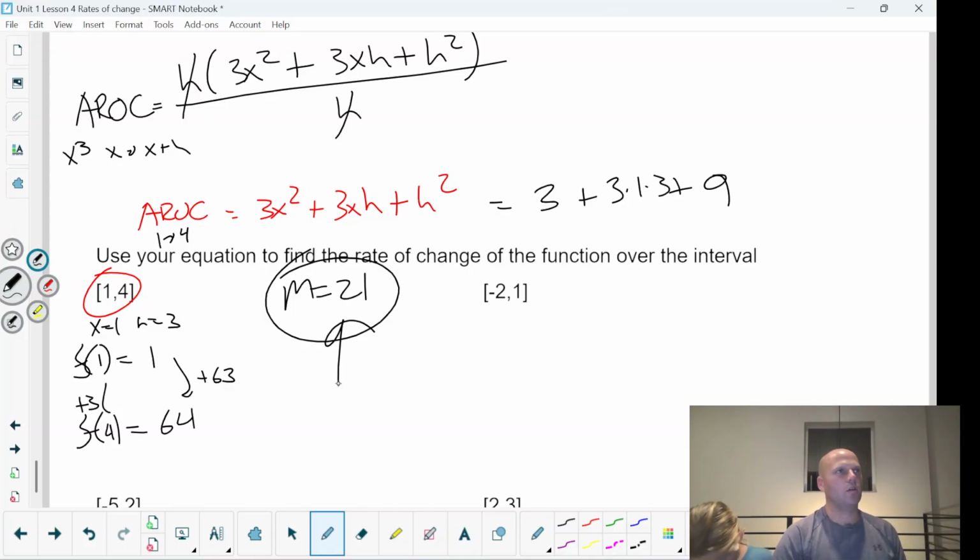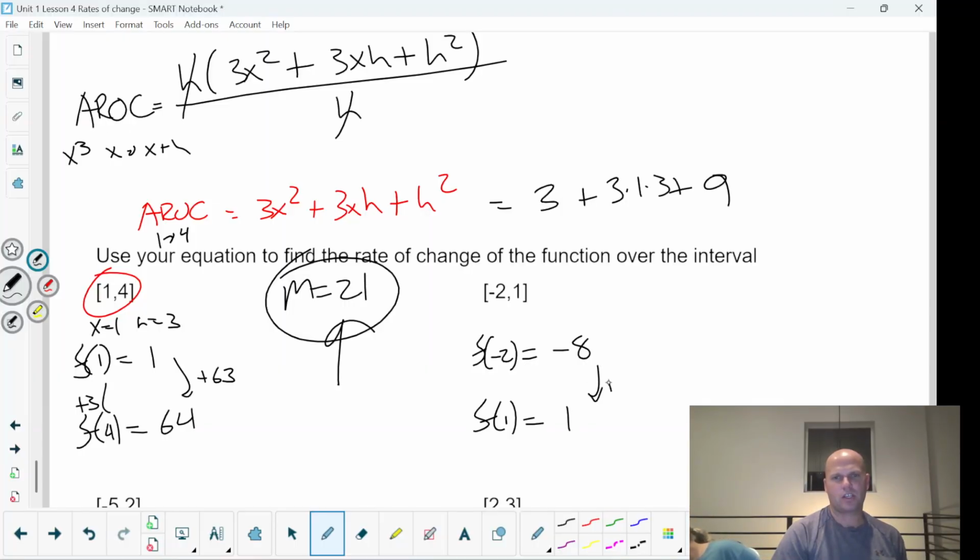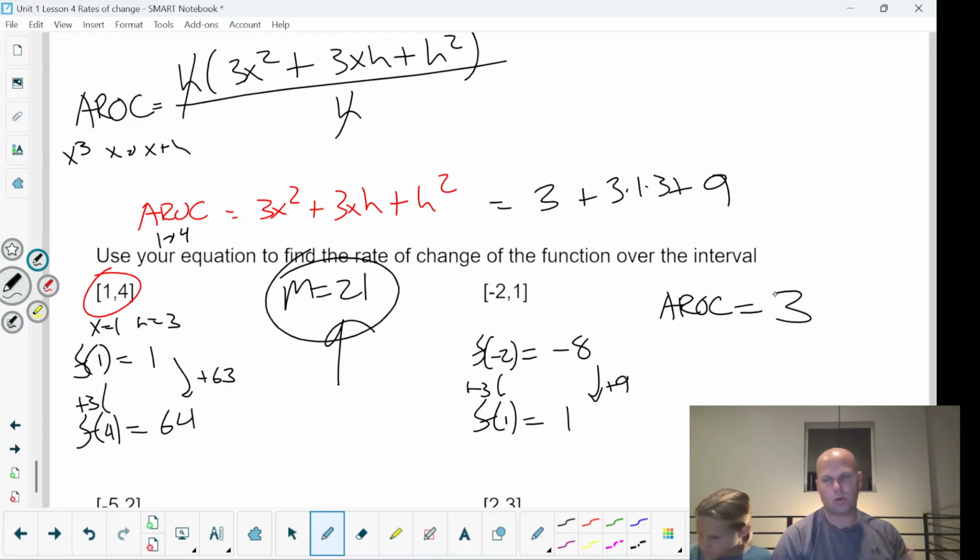This is where I'm trying to go. Equations can be helpful, but for an average rate of change, it seems like it's not super helpful. I would probably rather just plug in -2, cube it, get -8, plug in 1, cube it, get 1. I would rather see that I am increasing 9 over the course of 3 x's, so the slope is 3, so the average rate of change is 3. Over this interval, on average, we're increasing 3 miles per x.